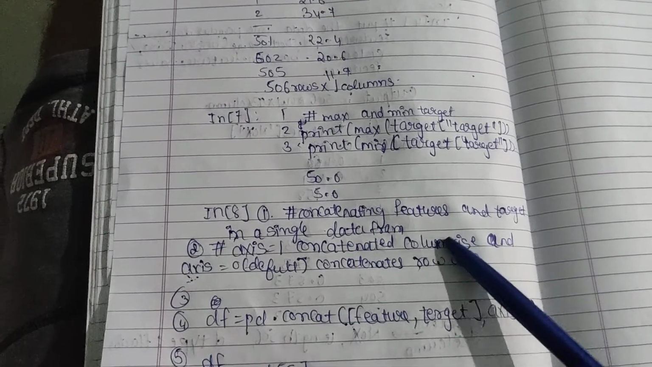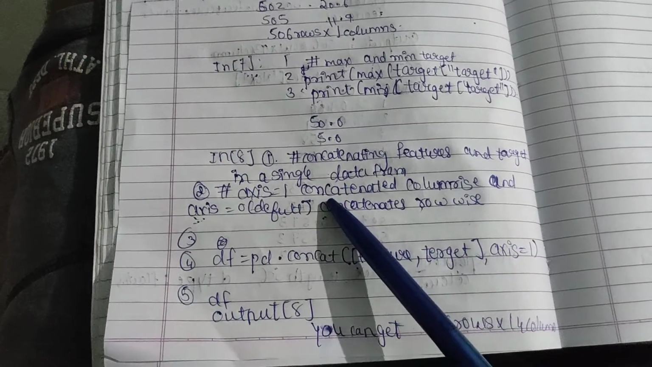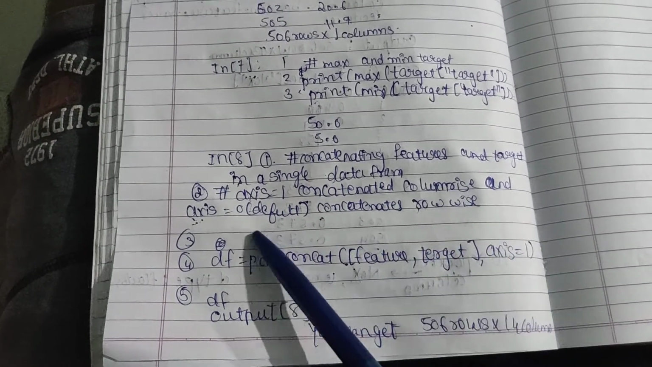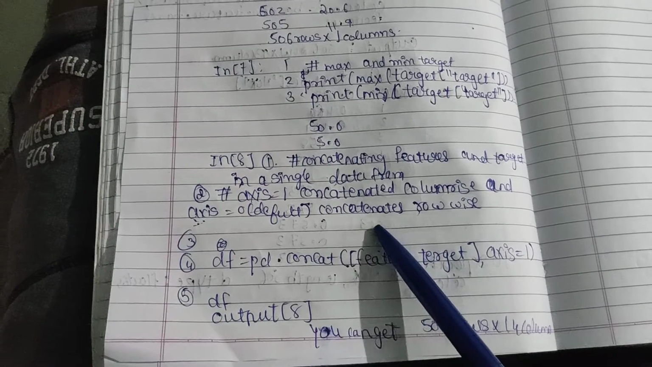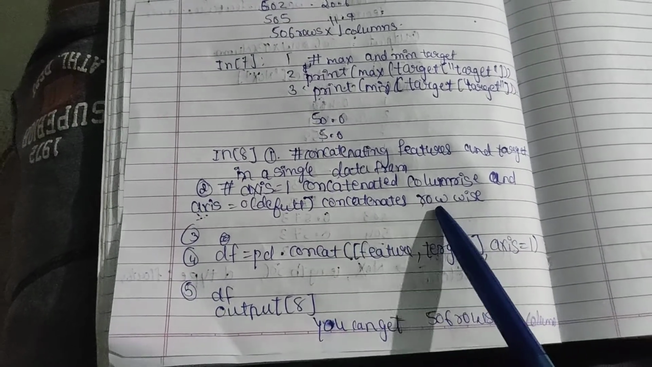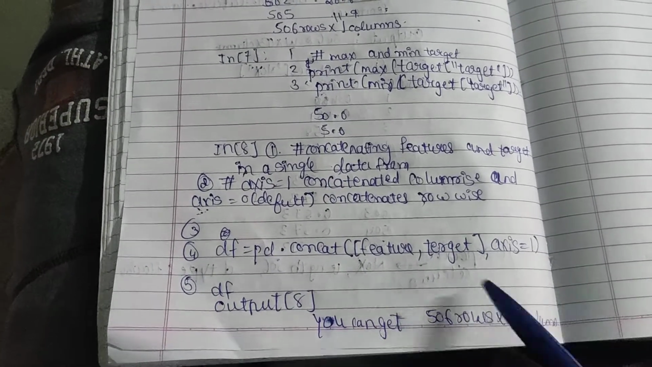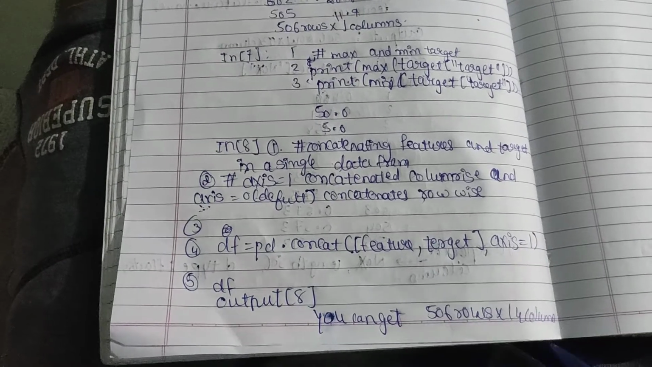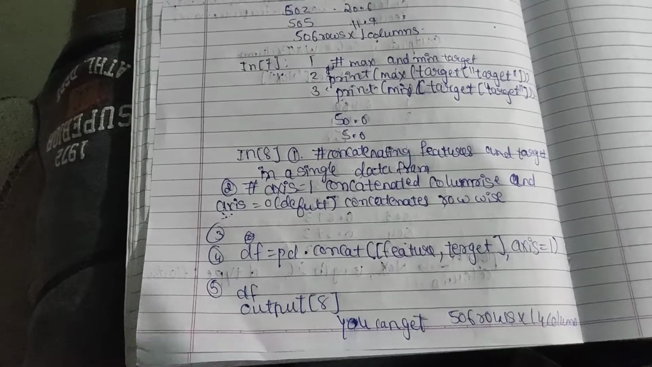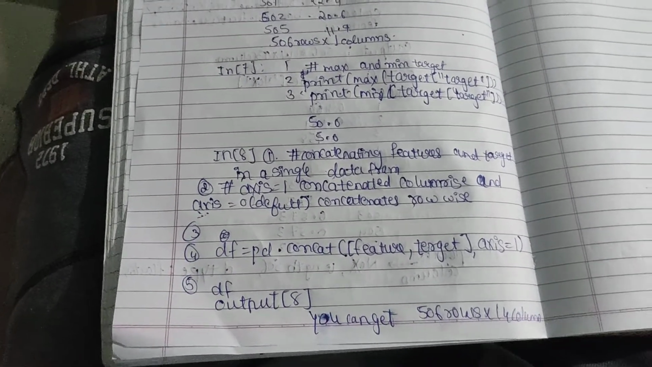Now for concatenating features and target into a single data frame, we have to use the axis: axis equal to 1 concatenates column wise, and axis equal to 0, the default, concatenates row wise. So df equals pd.concat of features and target with axis equal to 1, and you get the output as 506 rows and 14 columns, with the whole set of columns including prices.